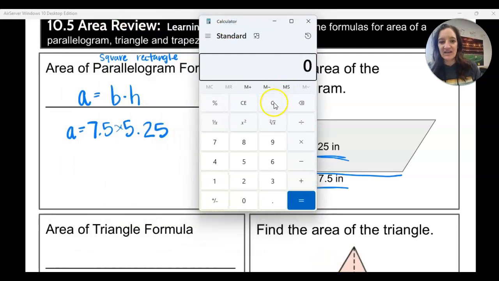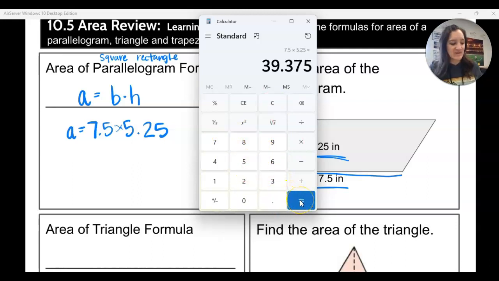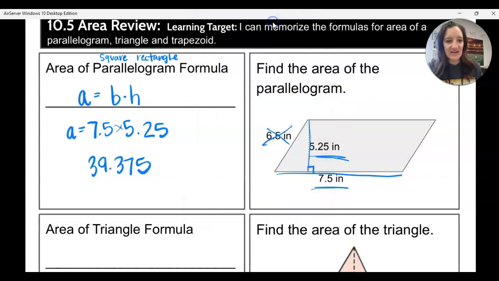and I can plug it in. So 7.5 times 5.25 gives me 39.375. And we're doing inches, so inches.